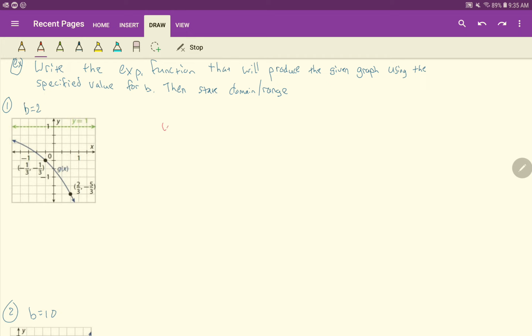B is 2. So right now, our normal writing of the function would be y equals a times b to the x minus h plus k. Now, some of this stuff we can already figure out. For example, we see our horizontal asymptote here is at 1. So that means k is going to be 1. Also, we're told that b is 2. So this b is going to be 2. Now, the last thing here is which one of these points is the transformed point?